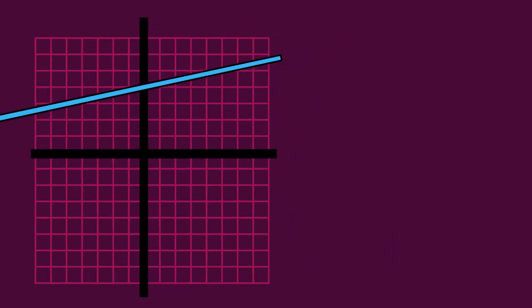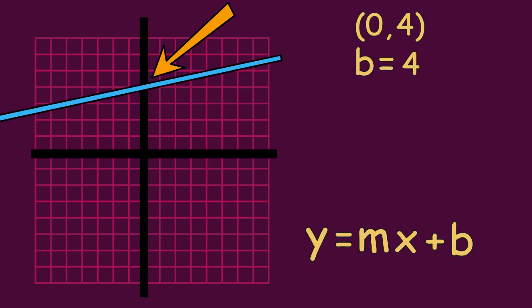First, look at the graph. Really look at the graph. Can you tell where it crosses the y-axis? If so, that's your y-intercept, the b in y equals mx plus b. Now we just have to find the slope, which is m.